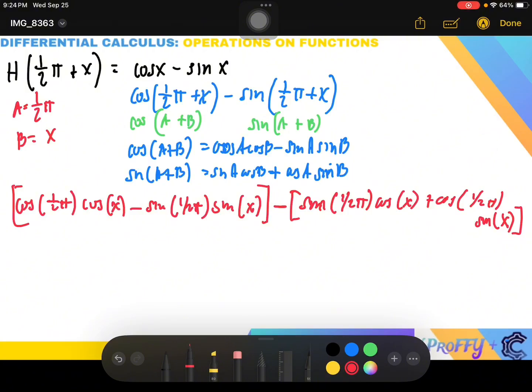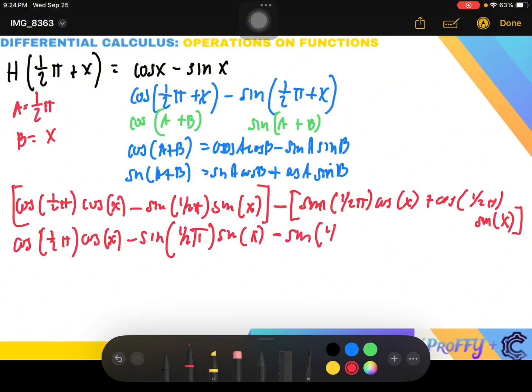Gets? Then distribute the negative sign. So, cosine of, I will just distribute the negative sign. Then here, I will copy first, guys. I'm just copying. There, I will distribute it now, the negative sign, distribute.